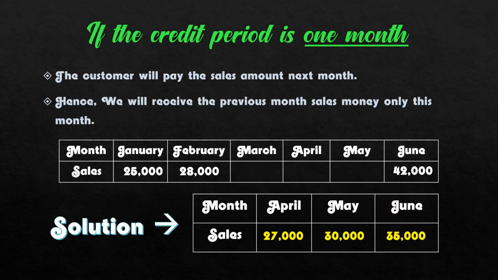Again, this is also very simple, and in most cases they will give a 1 month credit period only. There you don't have any problem. What you have to do is enter the previous month value when it is given as 1 month.